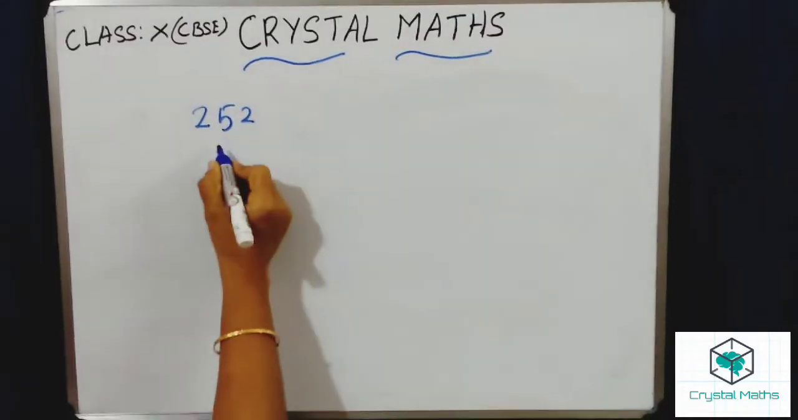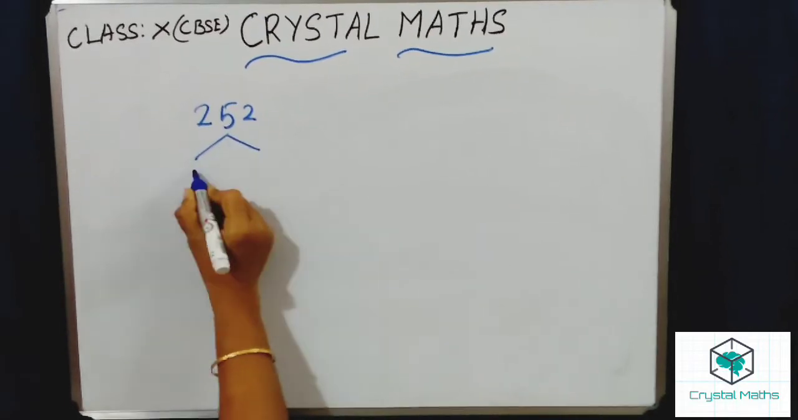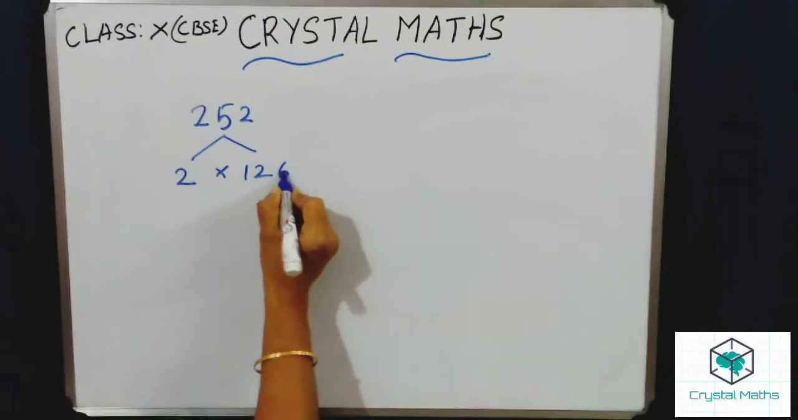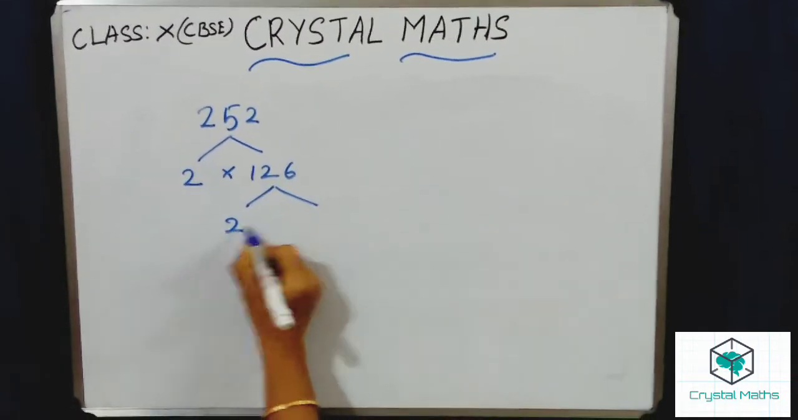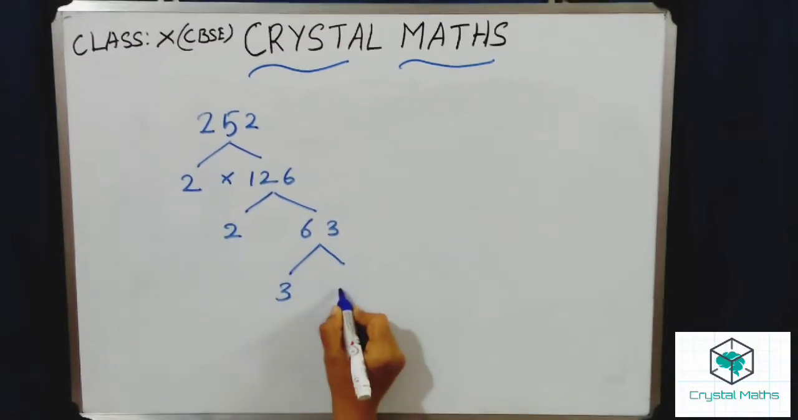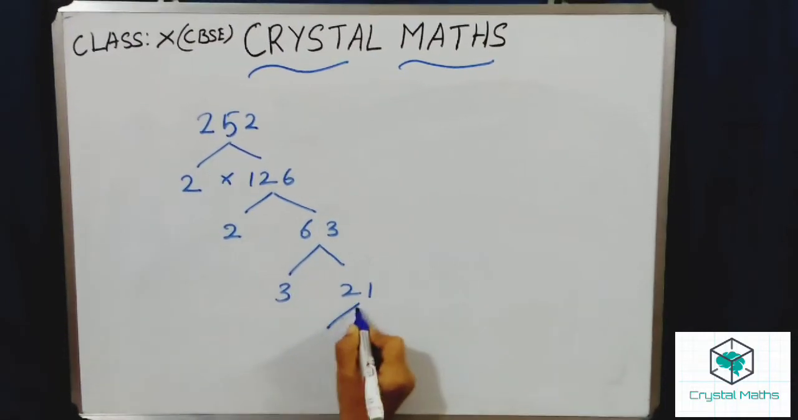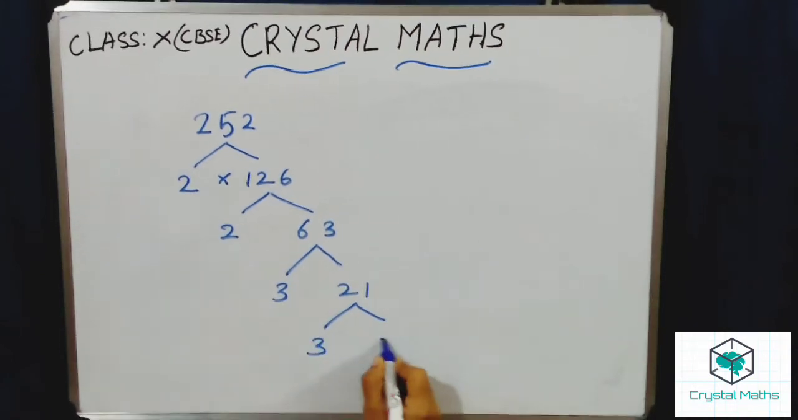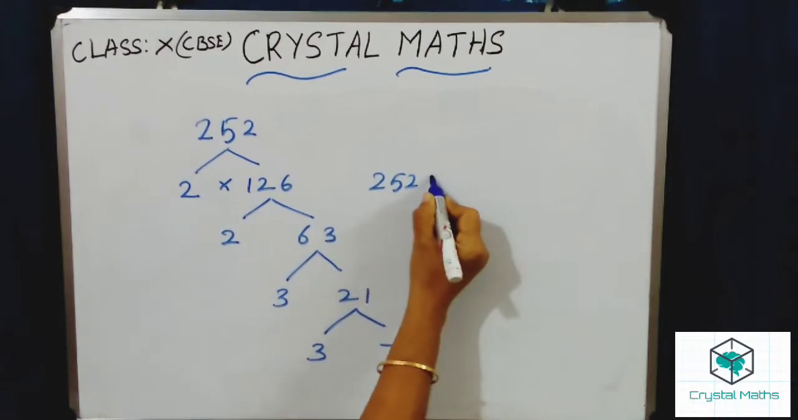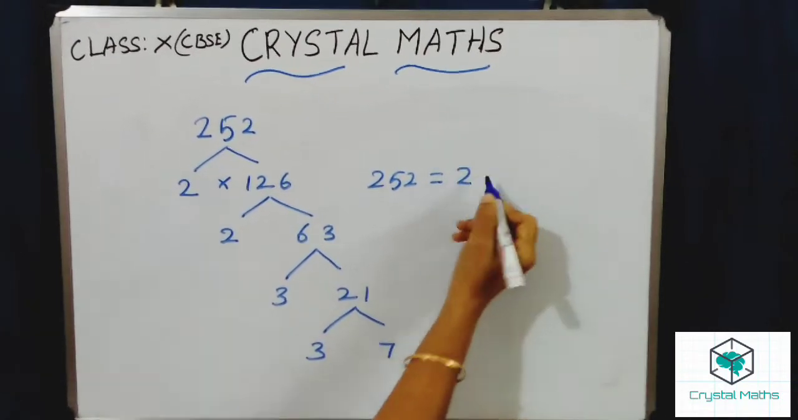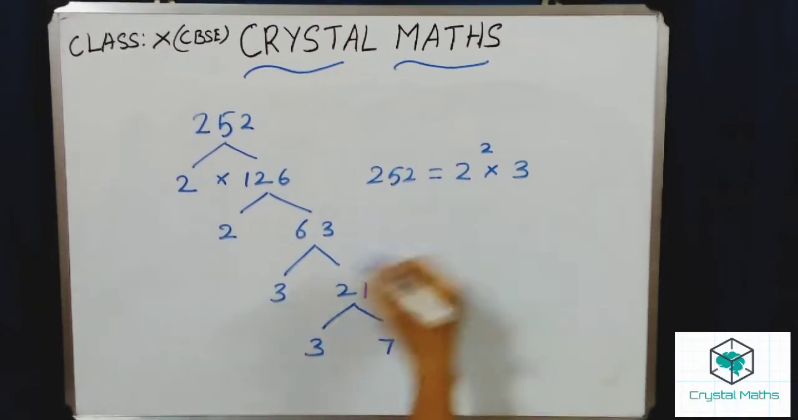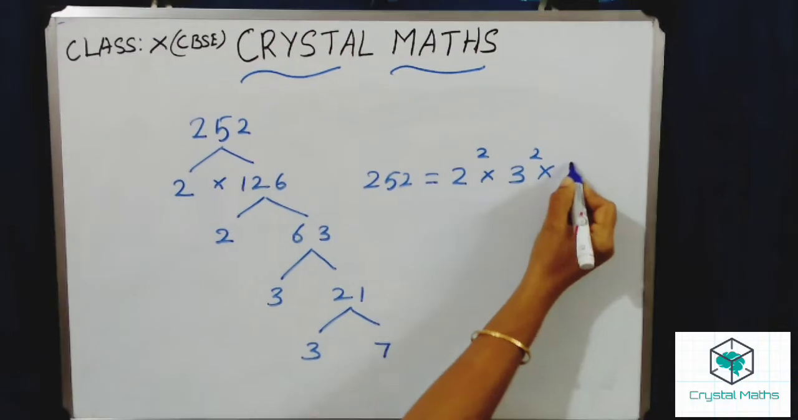Let us take the number 252 and factorize. If we factorize, 2 into 126. So we are getting 2, 6, 3. If we factorize this, 3 into 21. And 21 if you factorize you are getting 3 and 7. So 252 equals 2 power 2 into 3 power 2 into 7.